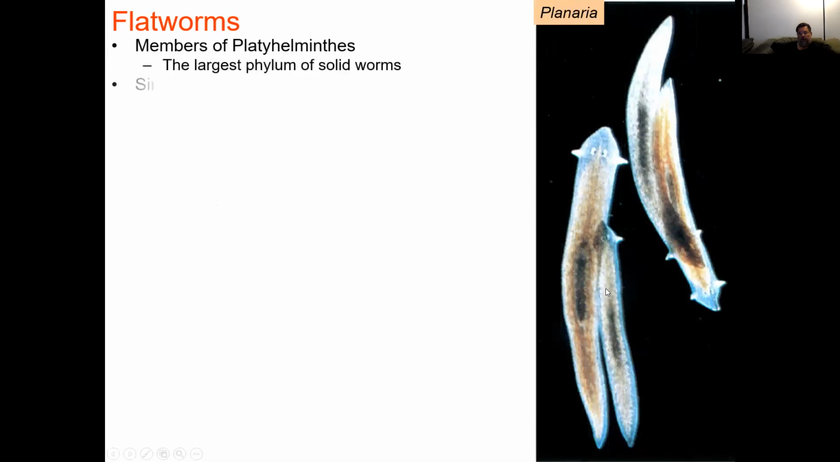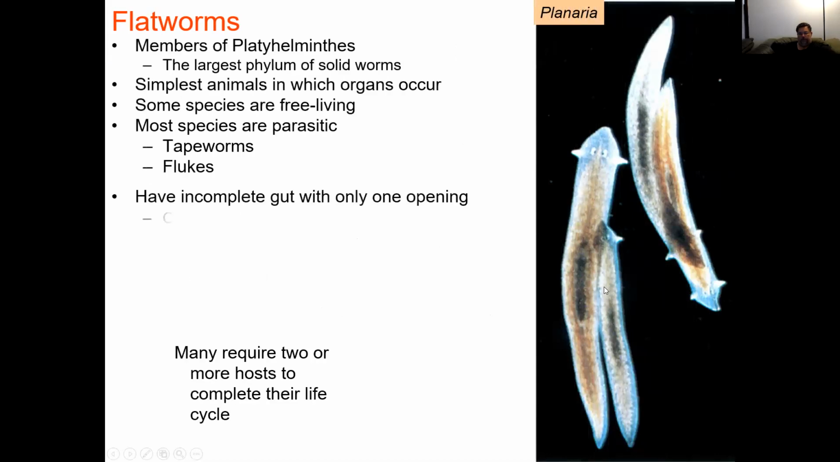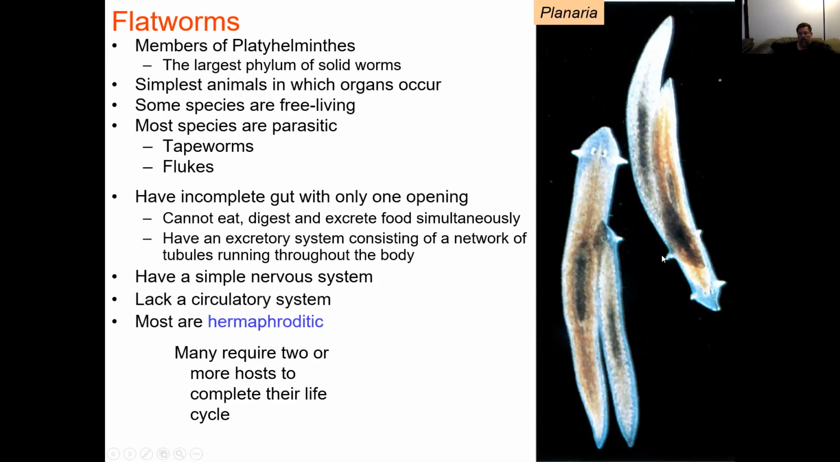So here are our flatworms. We have our platyhelminths, which is our largest phylum of solid worms. A lot of times, I believe you can cut them in half and they'll actually reform. They don't necessarily die. They're also hermaphroditic, that means they have both male and female sexual parts. And so they can hook up with each other, impregnate each other, and then they go off and have offspring.